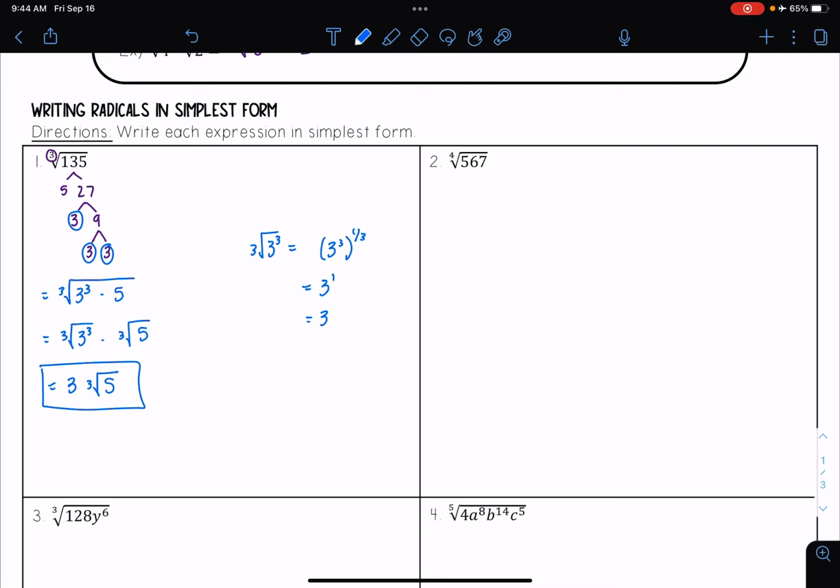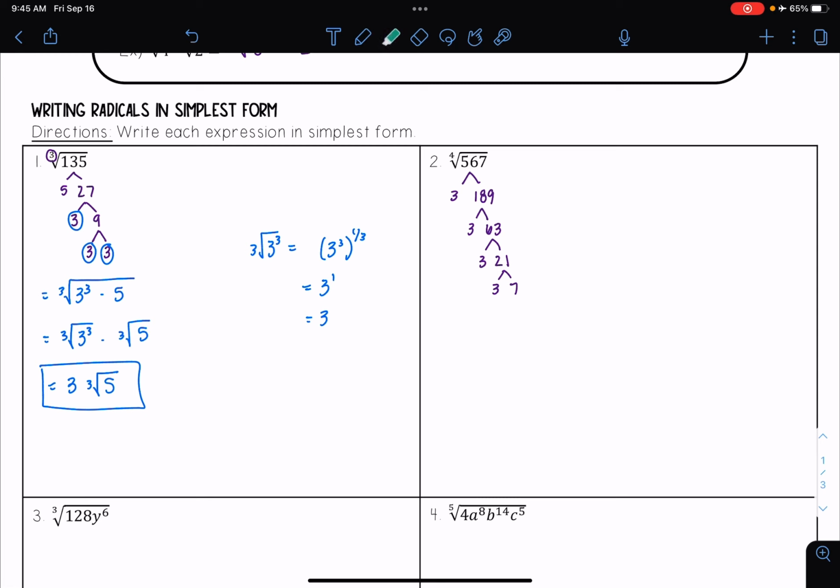Okay, let's look at number 2. Number 2, I have the 4th root of 567. First I need to see what goes into 567, and I see that 3 goes in there, and I get 3 times 189. And then if I do 189 divided by 3, I get 63. So I have 3 times 63. 63 can be broken down to be 3 and 21. And then that's going to be 3 and 7.